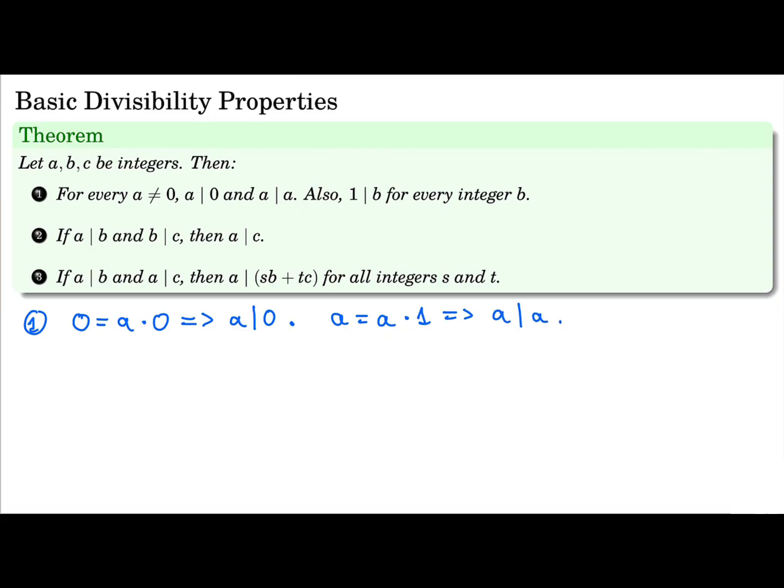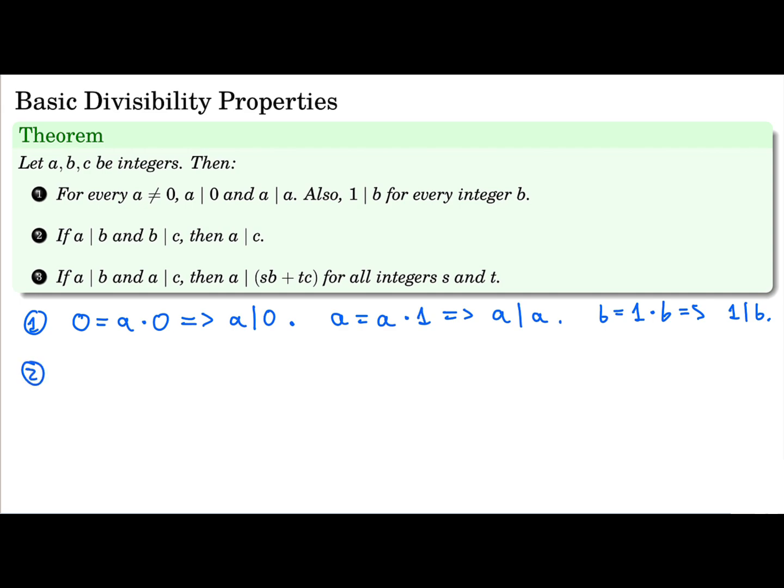And also, for every integer b, you can always write b in the form 1 times b. So now it looks the same as this, but we swap the order. Now our k is going to be b. What we mean is that there's always an integer b that when you multiply by 1 gives you your b. And so this implies that 1 divides b. So a divides 0, a divides a, and 1 divides b are always going to be the case for integers a and b.